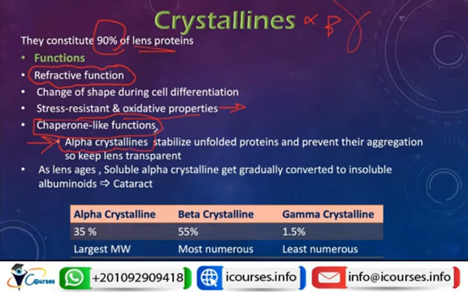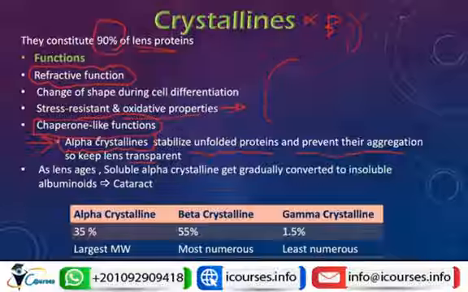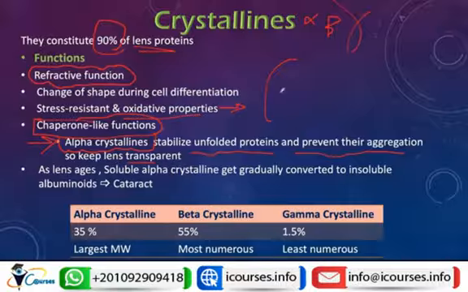Alpha crystalline does what's called stabilization of unfolded proteins, and prevents their aggregation so that lens transparency is kept. The proteins are all kept in a regular and specific configuration. If they are unfolded, then alpha crystalline will stabilize these unfolded lens proteins, which, if they were kept unfolded, would undergo aggregation, and this would cause the lens to be not transparent.